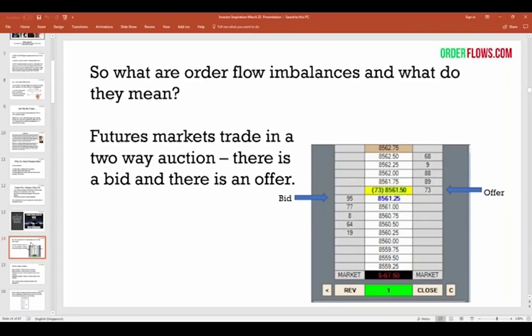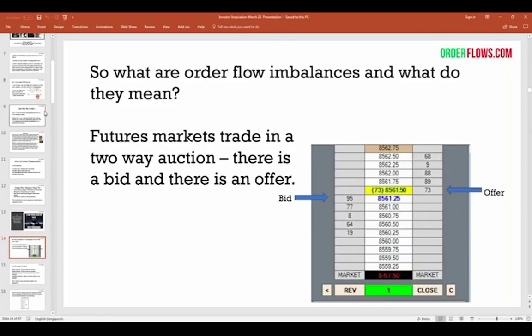So on a basic level, futures markets trade in a two-way auction. There's a bid and there's an offer, like you see in this example. This is a DOM, a depth of market. Most trading software comes with it for order entry. So you see here, the market is 85.61 bid, offered at 85.61.5. There's 95 on the bid, there's 73 on the offer. This is how you compare the bid and the offer. If you want to buy, you bid 61.25. If you want to sell, you try and sell 61.5. Now you can buy at the market and pay 61.5, or sell at the market and sell it at 61.25.